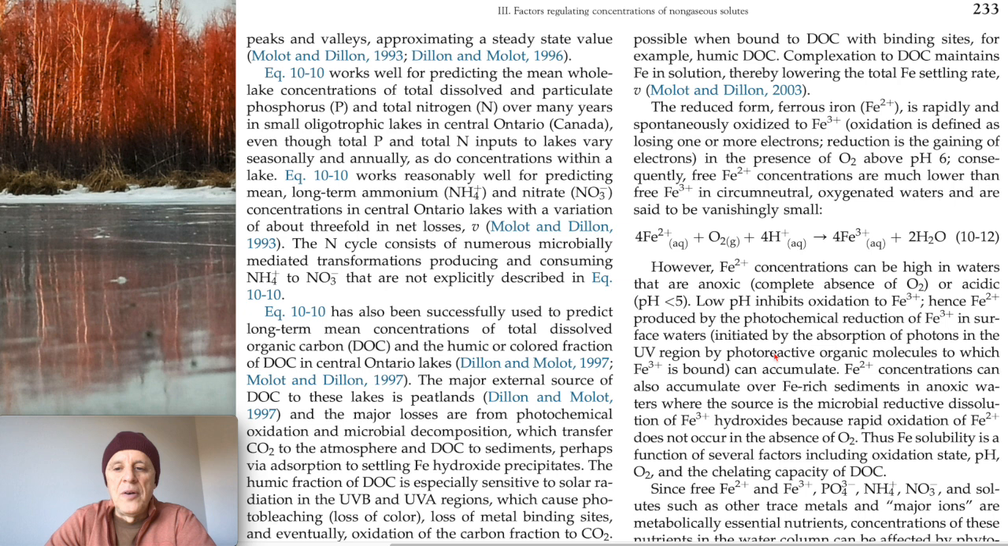The reduced form, ferrous iron, or Fe2+, in this case lost one electron, right? So instead of having 3 charges, it has 2 now. Instead of being ferric, it's ferrous. It is rapidly and spontaneously oxidized to ferric iron. Oxidation is defined as losing one or more electrons. Reduction is the gaining of electrons. So here we are losing an electron when we are going from 2+ to 3+, right? Because an electron is negative, otherwise it would be from 3+ to 2+, and then we are getting an electron. Reduction is the gaining of electrons. This oxidation occurs in the presence of oxygen above pH 6.